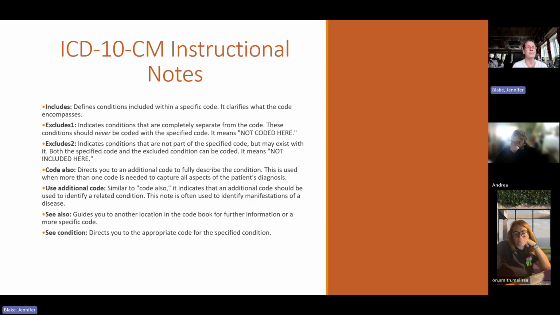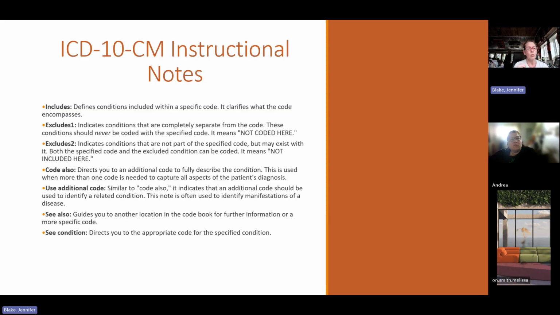So all the stuff I'm going to go over, these next couple of slides for instructional notes, symbols, things like that, it pretty much should be a review by now. If not, I would definitely make sure you notate these definitions because you're going to need to know these in order to code properly. So your instructional notes define a condition within a specific code. Your instructional notes clarify what is included within that code.